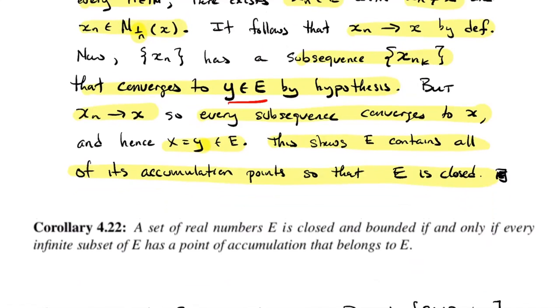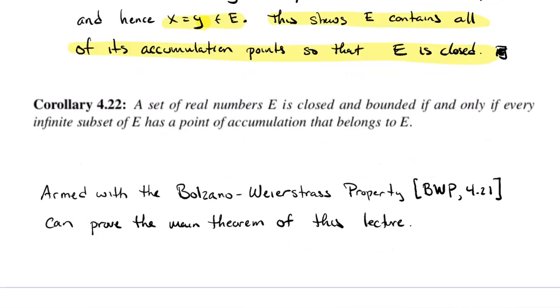This corollary just kind of restates the theorem in terms of accumulation points. That it's really not something new. It just kind of follows from the argument that we gave, that a set is closed and bounded if and only if every infinite subset has an accumulation point that belongs to E. All right, so that infinite subset, you can select the sequence like what we did before. I'll let you check that out.